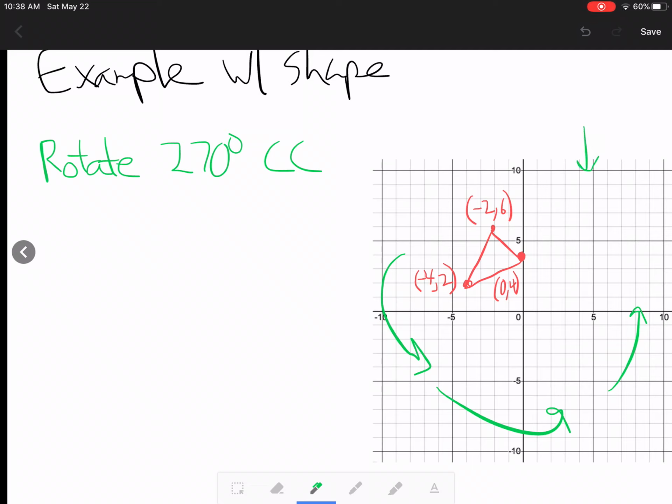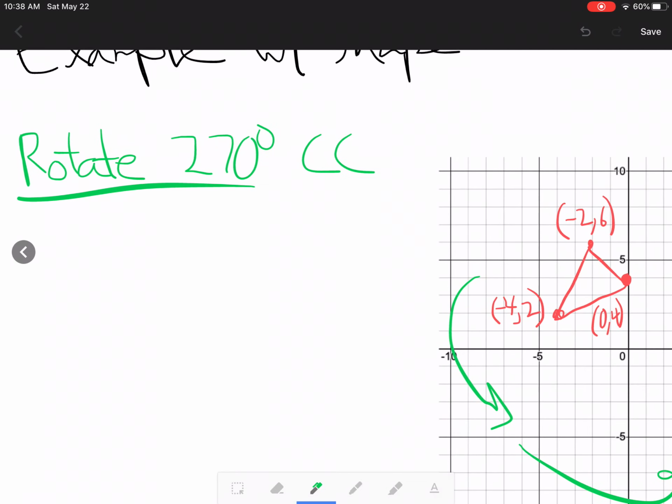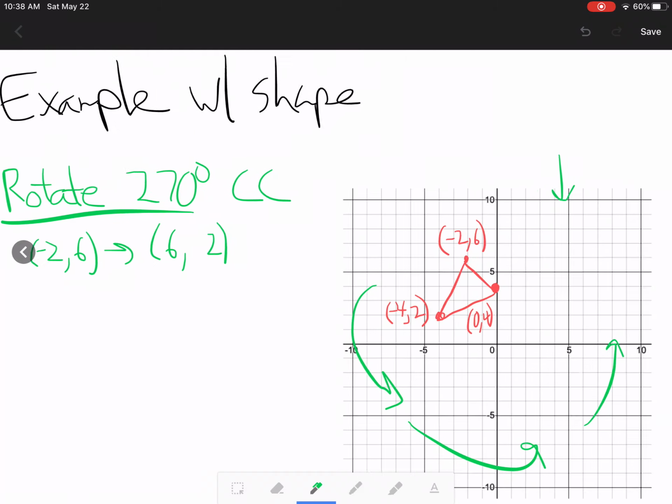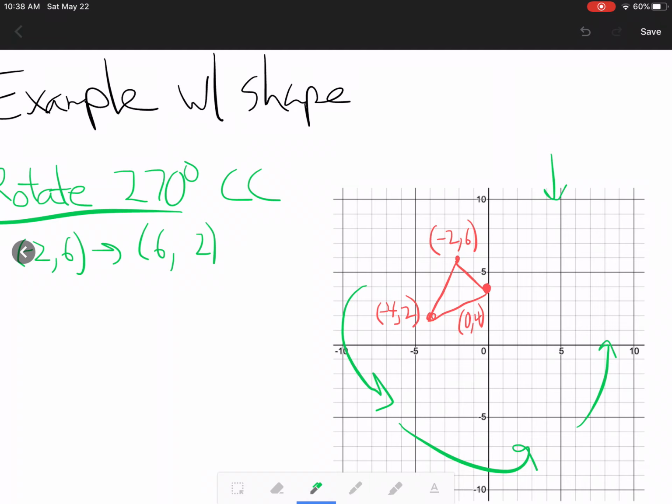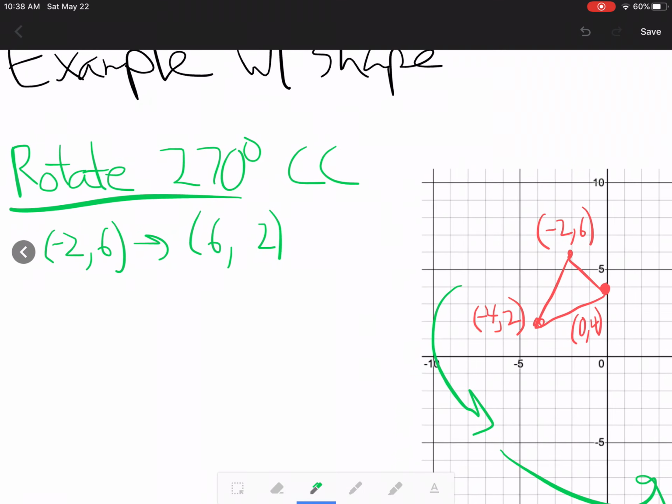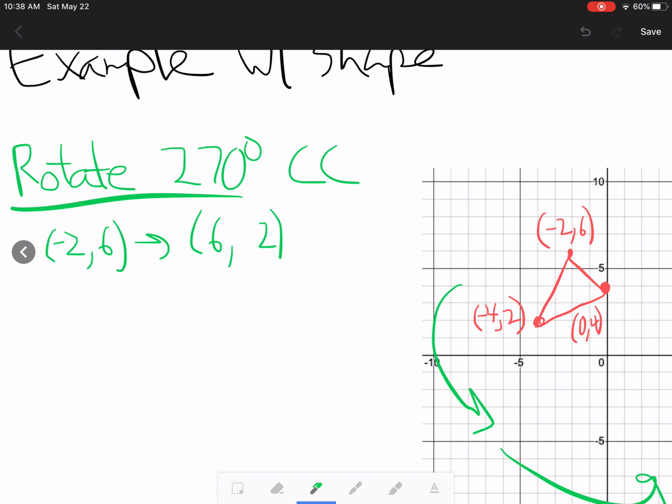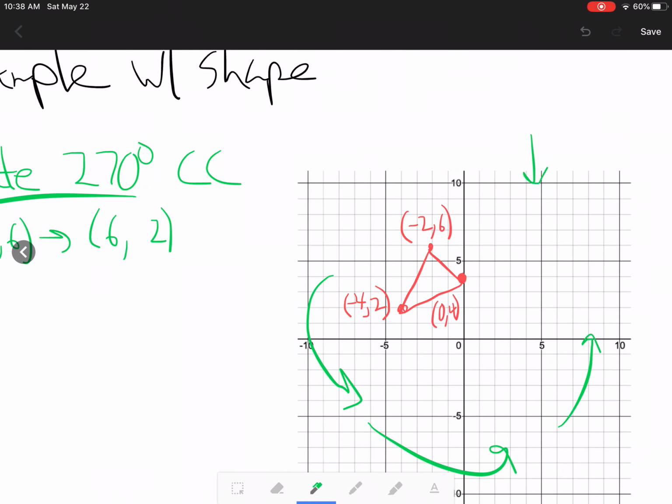So what we're going to do is focus on each point individually. So for rotating 270, make sure you can see the points. -2, 6 is going to become 6, 2. But now, taking a look at the quadrant we're in, this is an easy quadrant because everything's positive. So everything will be positive, so we just let it be. So we go to 6, 2, and now that's one of our points.